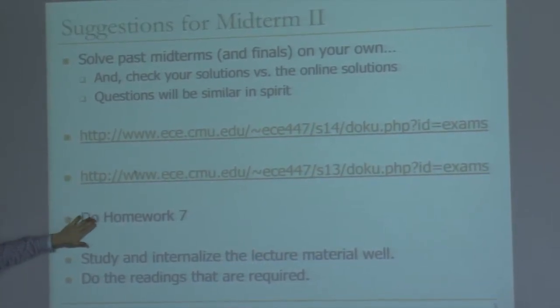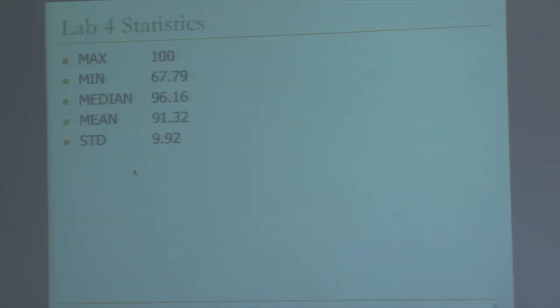Doing homework 7 is another suggestion, definitely. Well, I think these are kind of obvious. But study and internalize the lecture material well. Think about the trade-offs and understand them well. And do the readings that are required. There are some required readings that I've been giving. So please do them. OK, moving on to lab 4.